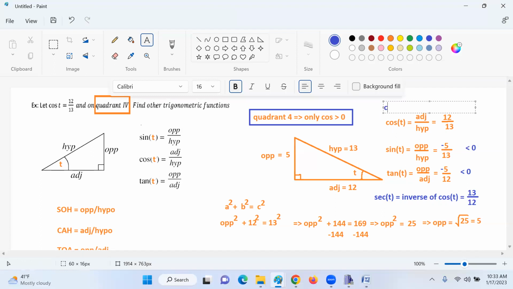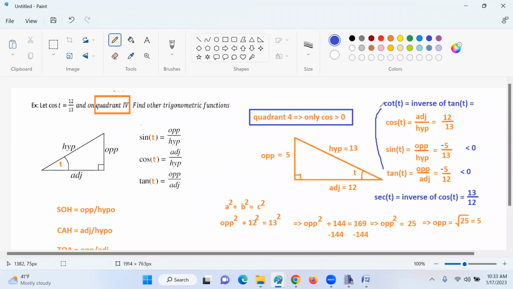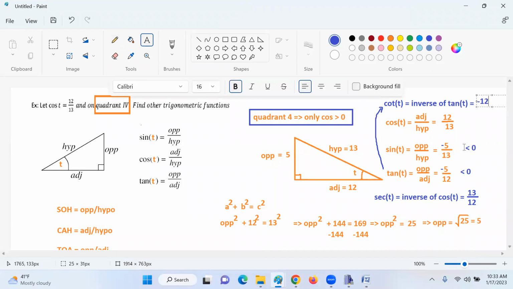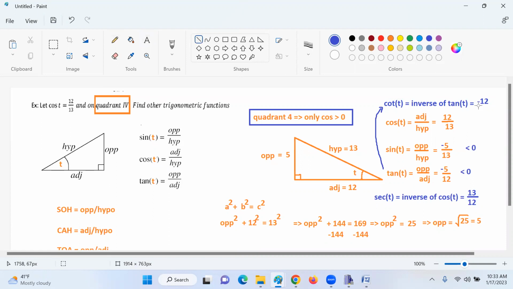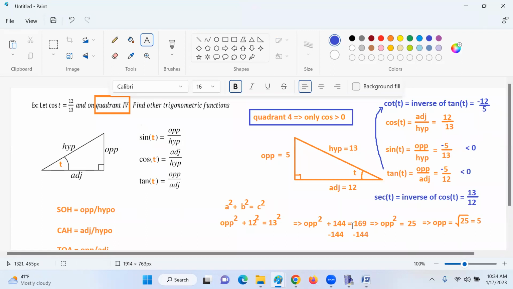And then the cotangent, on the other hand, will be the inverse of tangent, right? So the tangent that we found was -5 over 12. So the cotangent, the inverse of that, will be -12 over 5. As simple as that. And that's pretty much the whole story that we care about.